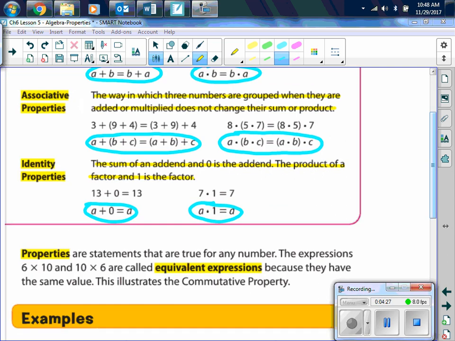So, properties are statements that are true for any number. Make sure you write that down. Properties are statements that are true for any number. Now, the expressions 6 times 10 and 10 times 6, those are called equivalent expressions. And they are called equivalent expressions because they have the same value. So equivalent expressions have the same value. And 6 times 10 and 10 times 6 illustrate the commutative property.